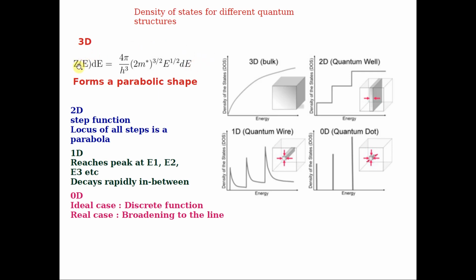So the relation between Z(E) and energy is something like a square root. If I take a plot of the density of states versus energy, I will get a parabolic shape for a three-dimensional material. If I reduce the size and bring it to a two-dimensional quantum well or a thin film, I am going to get the distribution as a step function. It will be a step function.